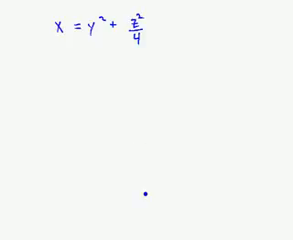x equals y squared plus z squared over 4 is the equation of an elliptic paraboloid. It's in standard form, that's why I recognize it. I also know that the axis of this paraboloid is the x-axis, because the axis of any elliptic paraboloid corresponds to the variable raised to the first power. So this paraboloid is going to open along the positive x-axis.